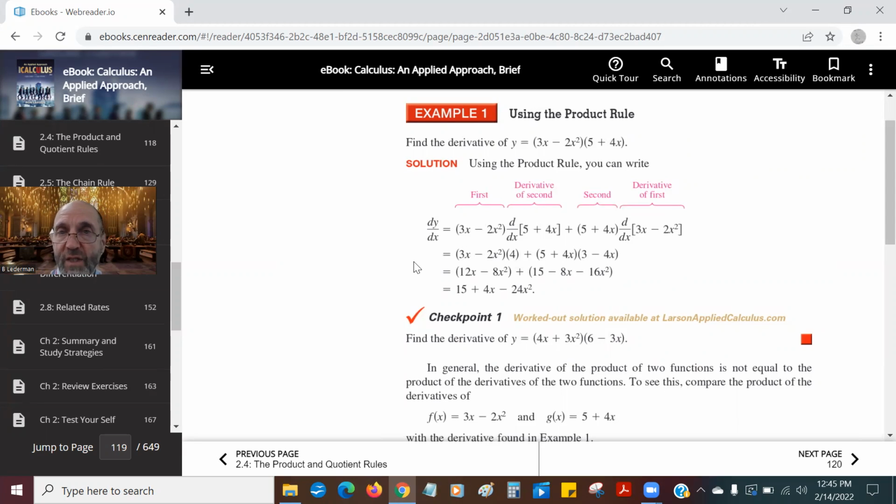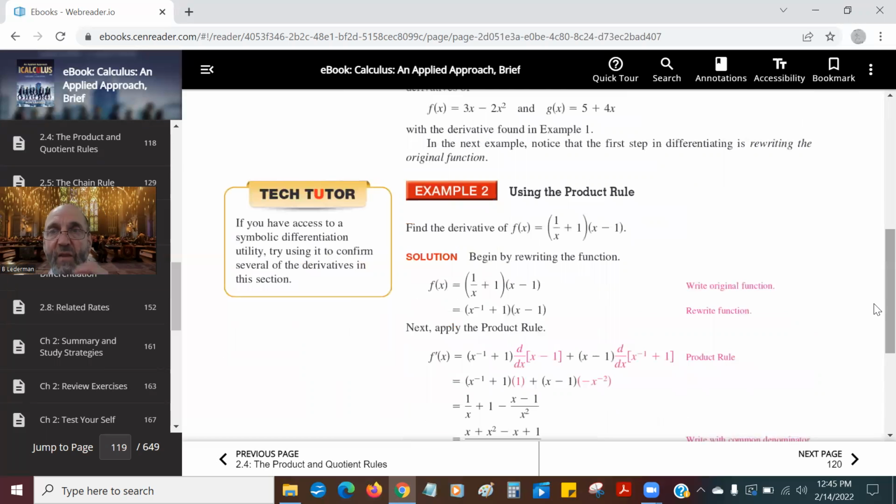So the answer is now just automatically going to be 3x minus 2x squared times 4, which becomes 12x minus 8x squared. Plus, if I just FOIL this out, I get 15 minus 8x minus 16x squared. And if I just combine like terms and so forth, I get 15 plus 4x minus 24x squared. And that's my answer. And that is using the product rule to get an answer.